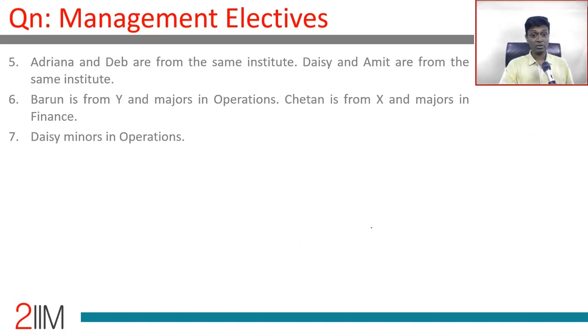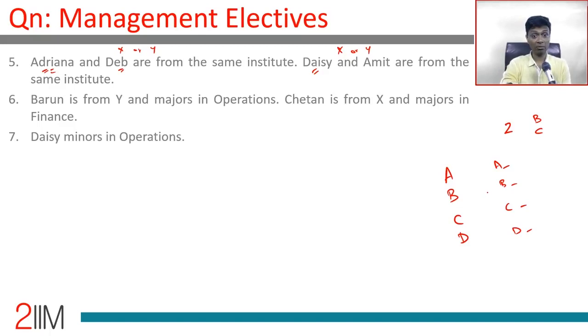Adriana and Dev are from the same institute. Adriana is a girl, Dev is a boy. That means you're talking about X or Y, not Z. Daisy and Amit are from the same institute. Again, we're talking about X or Y, not Z. We've accounted for A and D among the girls from X and Y. That means Z has girls starting with B and C, Bandita and something else. And I'm going to think of the females as A, B, C, D, males as something else, A dash, B dash, C dash, D dash, so that we can make that distinction.